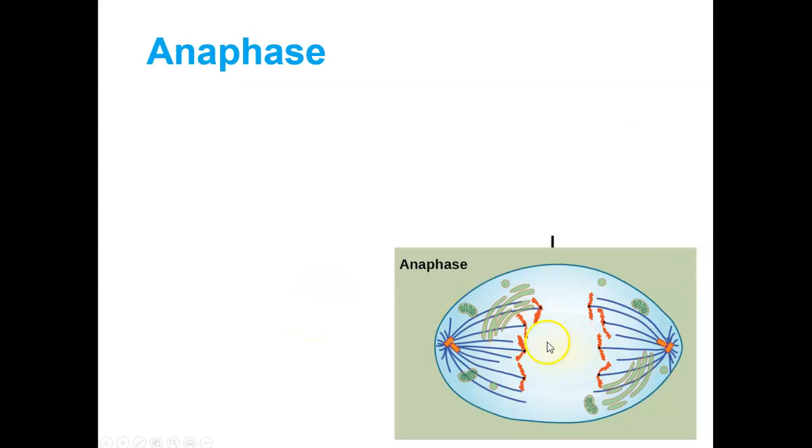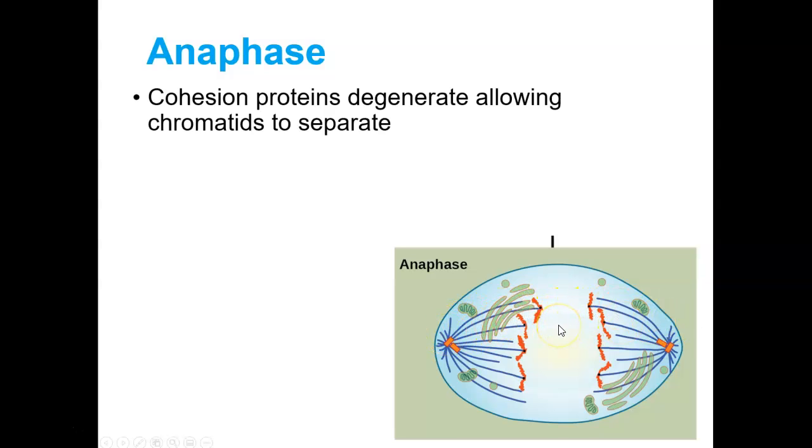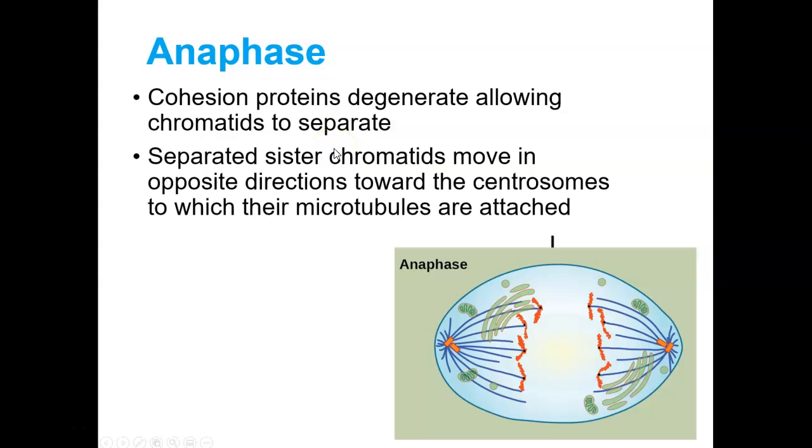Then we go to anaphase, and here's our picture for anaphase. And in anaphase, you'll notice something different here, that the sister chromatids have split apart. They are no longer connected, and they're actually moving towards opposite poles. So those cohesion proteins, which were part of the kinetochore, degenerate, allowing the 2 sister chromatids to separate.